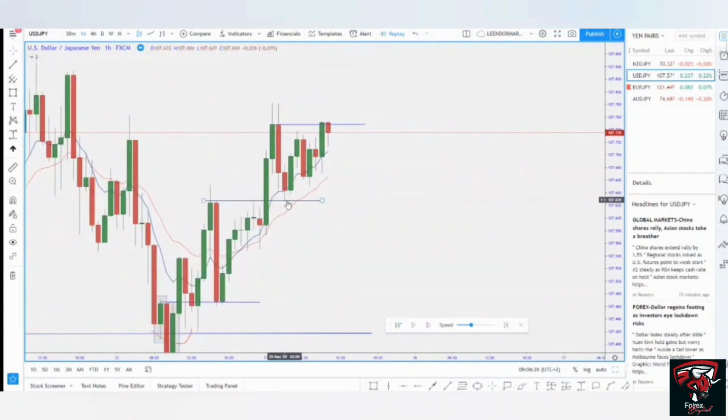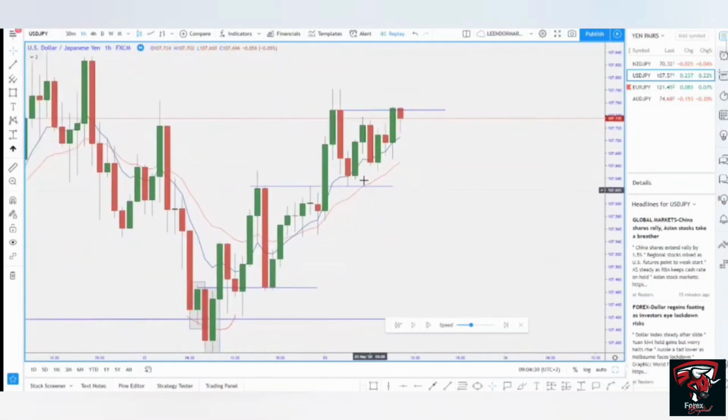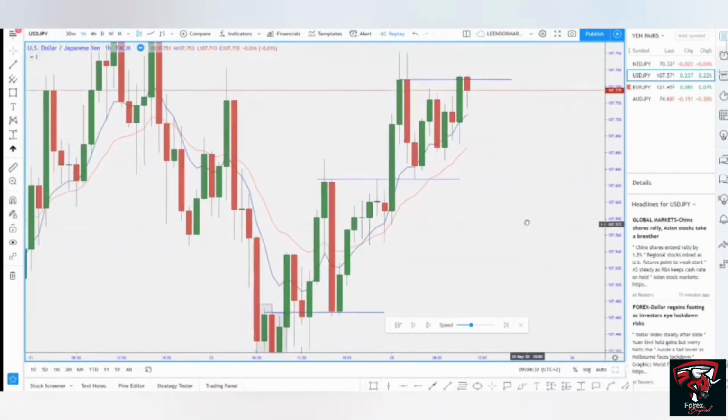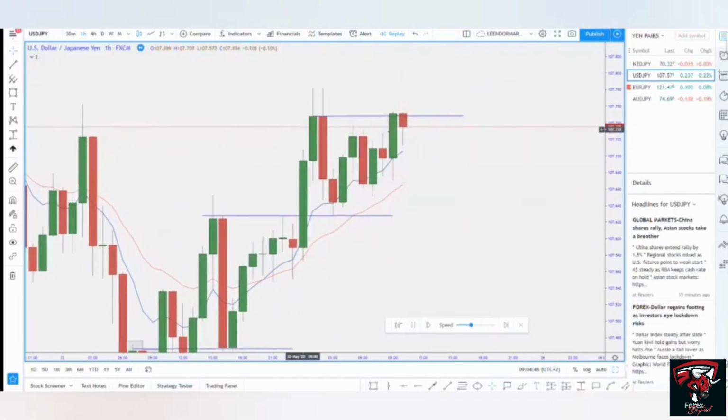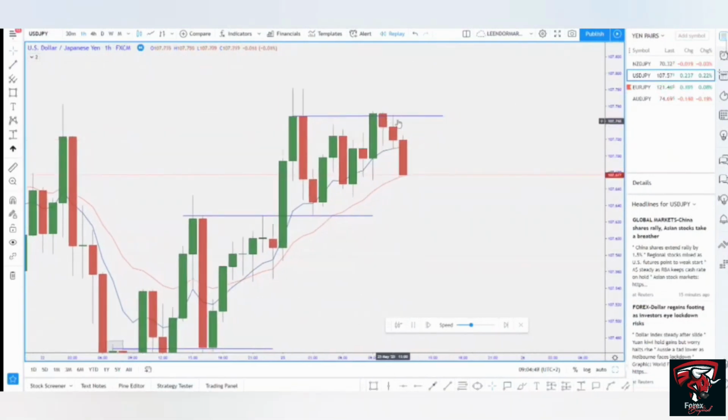So imagine if you set a pending order there, you have to calculate your spread when you set your limit. So if you've got a spread of 2, then you literally have to raise this pending order by 2 pips so that you get an absolute entry. So you can basically use these levels for entry points.